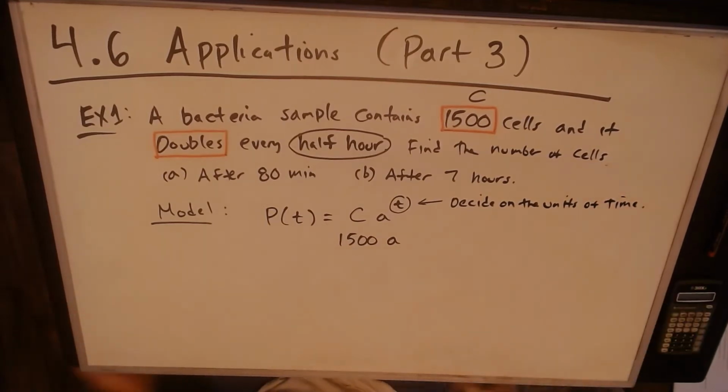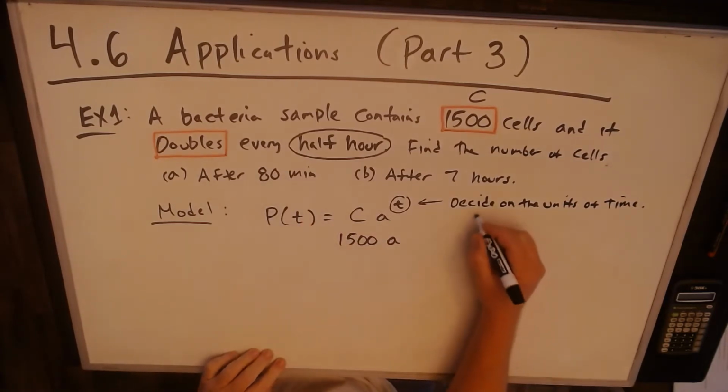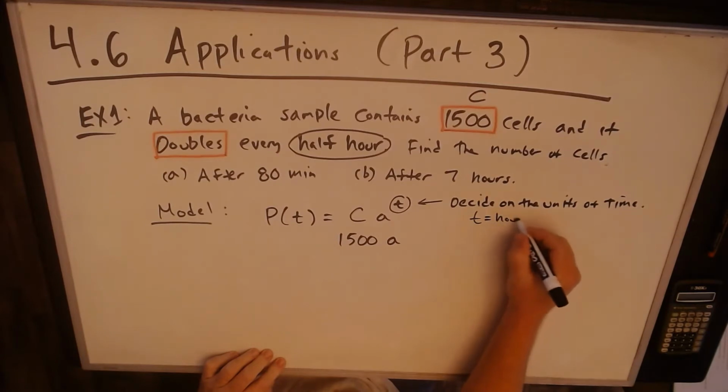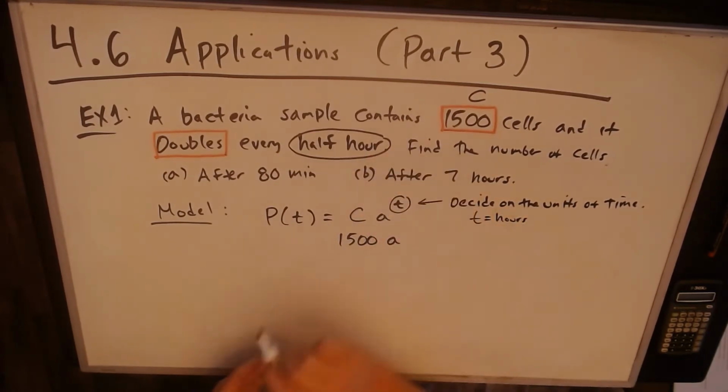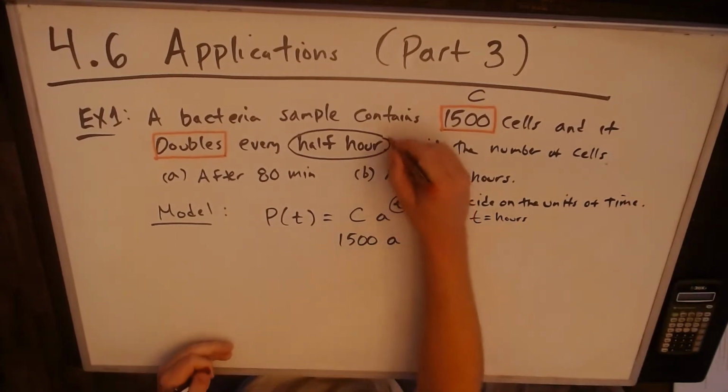All right. Now you have choices. You could do it by minutes, and then t would be 30 minutes, or you could do it by hours. I'm going to go ahead and do hours. So that means t, a half an hour, would be 0.5.